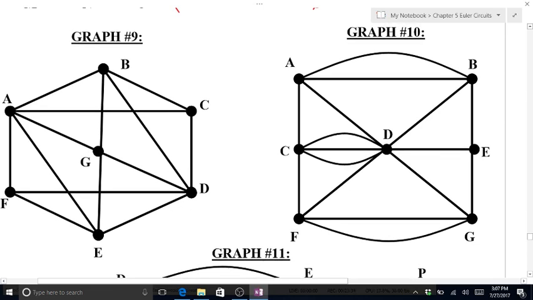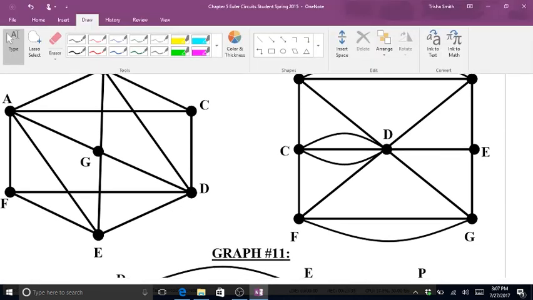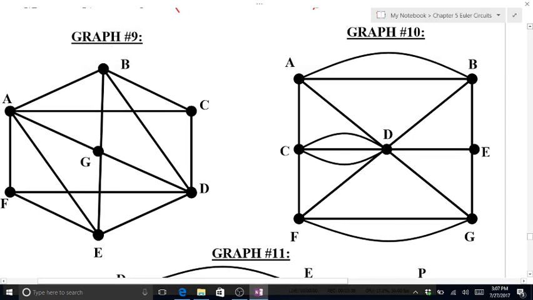Graph 9. Almost there, guys. Okay, A has a degree of 5. B is 4. C is 3. D is 1, 2, 3, 4, 5. E is 4. F is 3. G is 4. I have 4 odd vertices here. This is a none.